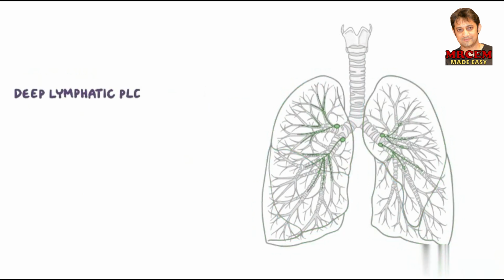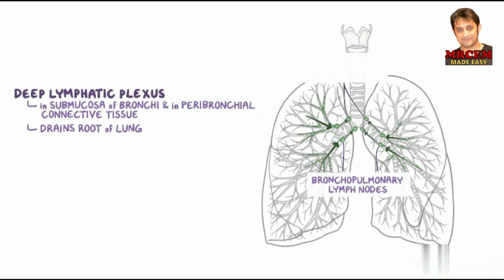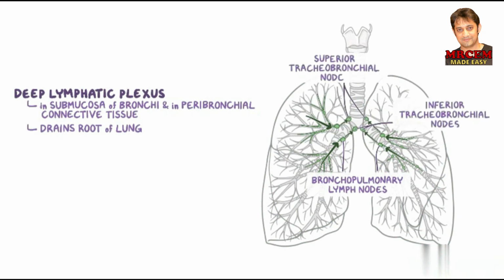The deep lymphatic plexus is located in the submucosa of the bronchi and in the peribronchial connective tissue, and it drains the structures that make up the root of the lung. Lymphatic vessels here continue to follow the bronchi and pulmonary vessels in the hilum, where they also drain into the bronchopulmonary lymph nodes. At this point, lymph from both the superficial and deep plexuses drains to the superior and inferior tracheobronchial lymph nodes, which are located superior and inferior to the bifurcation of the trachea.